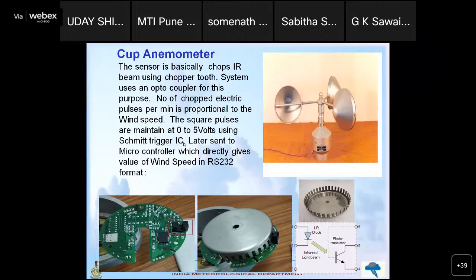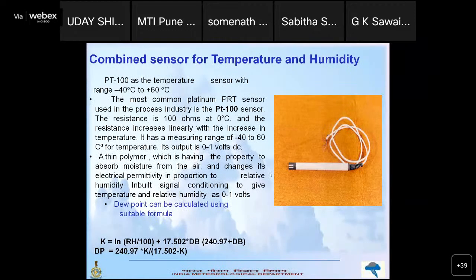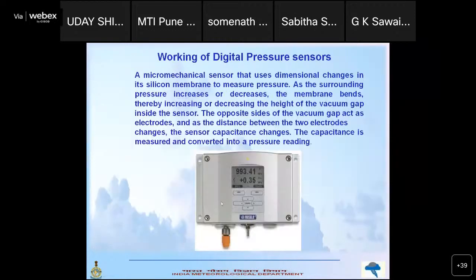Those pulses will be counted by the counter IC, and those pulses will be maintained at 5 volt, and the microcontroller will take care of the calculation of the wind speed. So that's the ATRS sensor we already discussed. The pressure sensor also we already discussed.